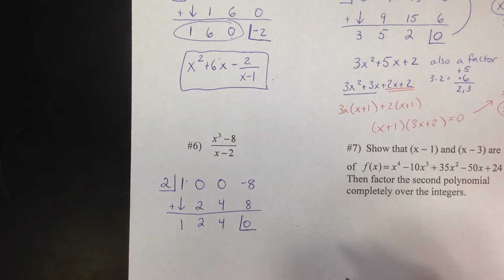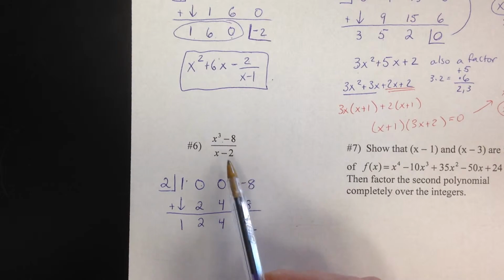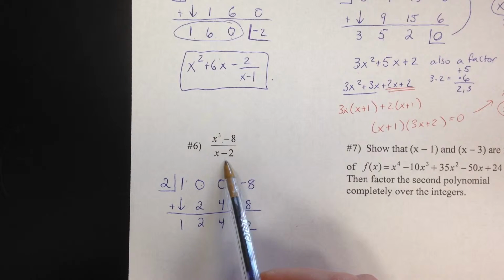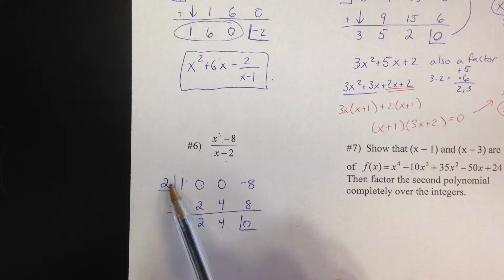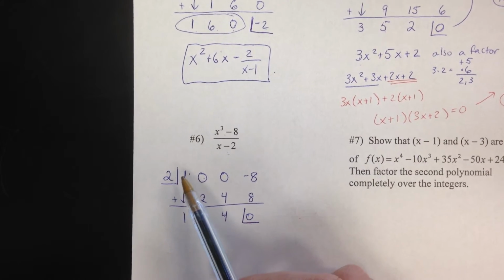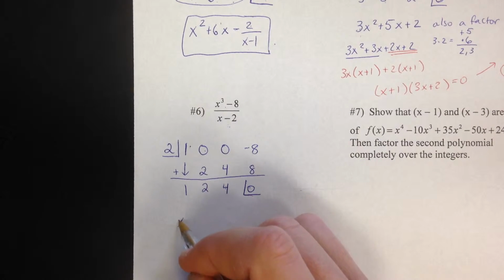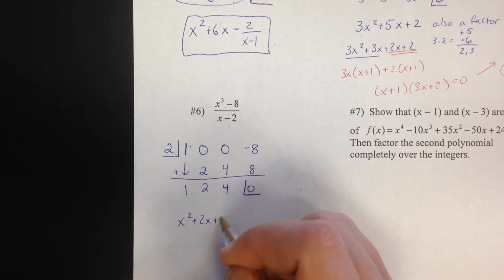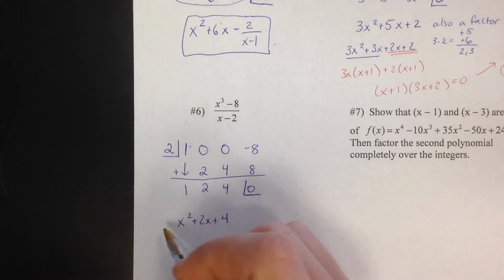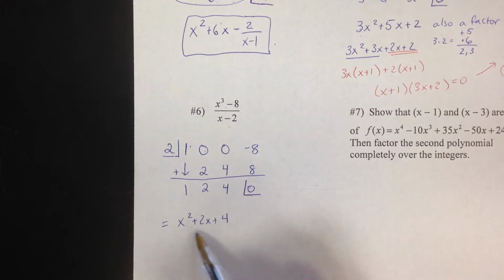Now again, what that tells you is that x minus 2 is a factor. That means that 2 is a solution. It's a 0. Now, what's left here is x squared plus 2x plus 4. So that's the answer that we get from the division.